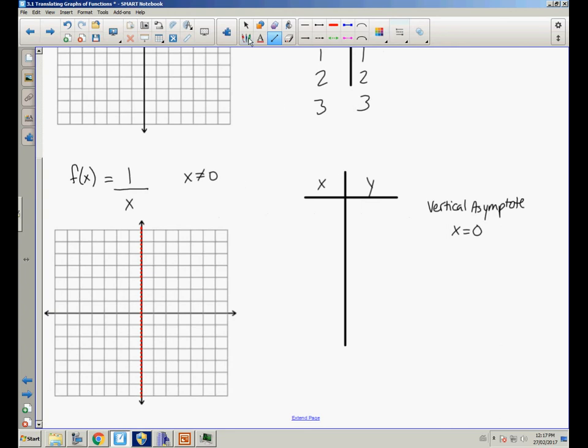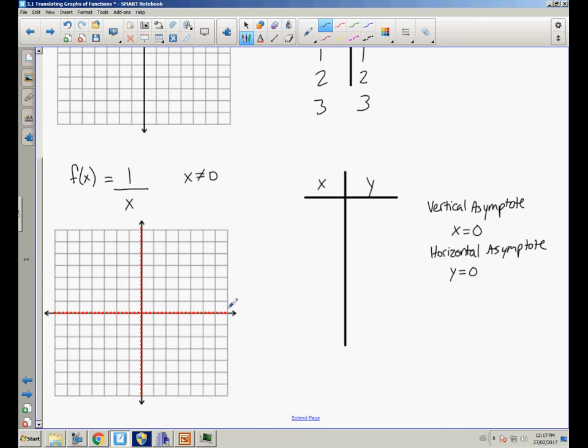And because the power of x is bigger on the bottom than on the top, we're also going to have a horizontal asymptote. And the equation of that horizontal asymptote is y equals 0. So we'll draw that one in as well.